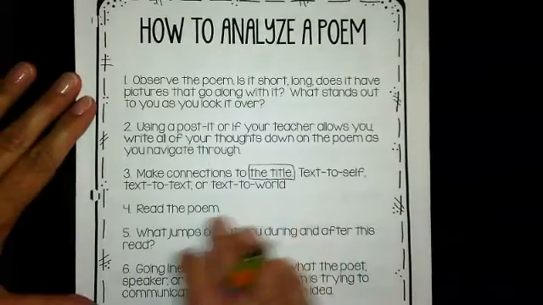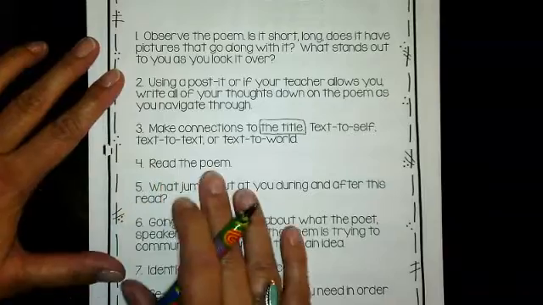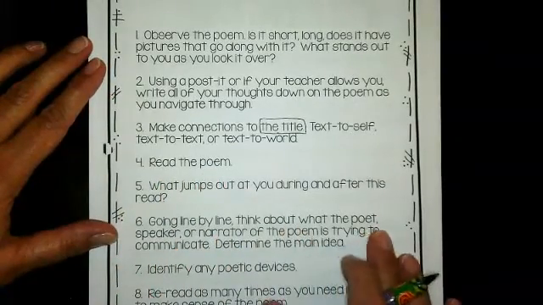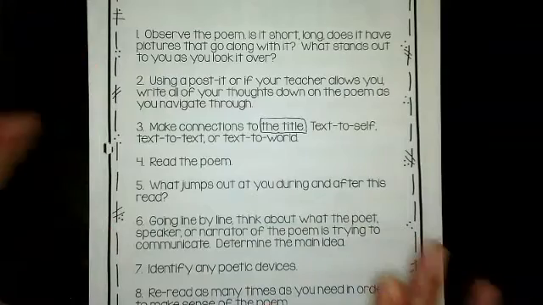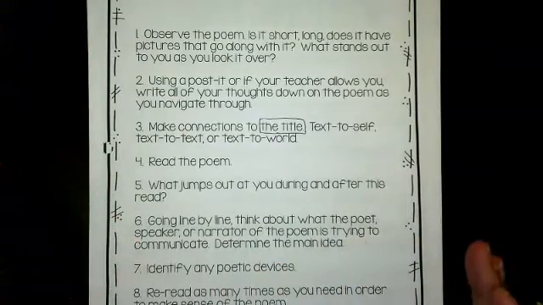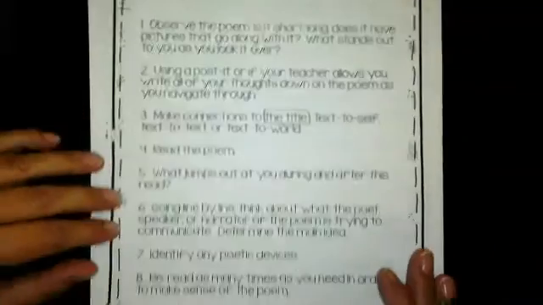So text-to-world. Then we're going to read the poem. And then we're going to go line by line and think about what the poet, or speaker, or narrator of the poem is trying to communicate and determine the main idea. What is the poem about?